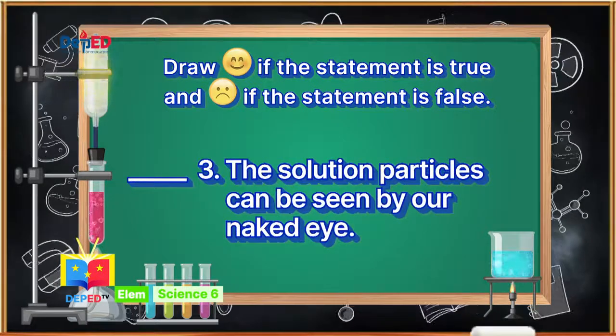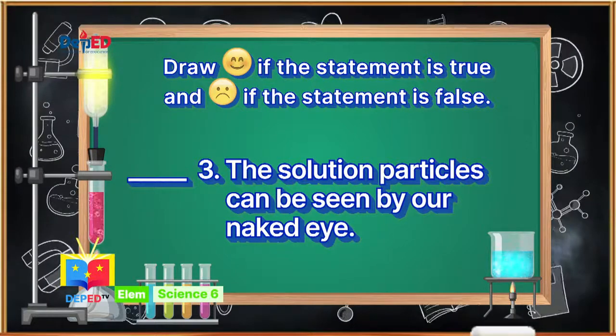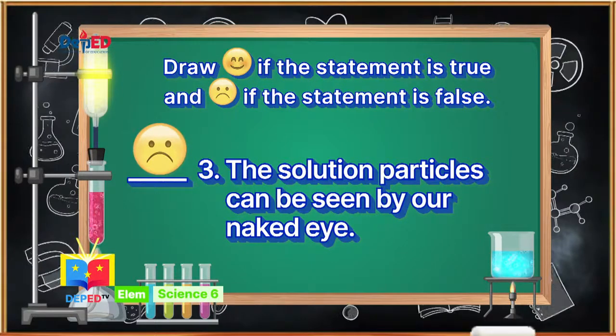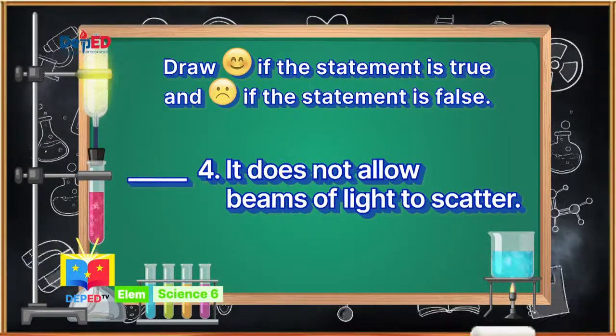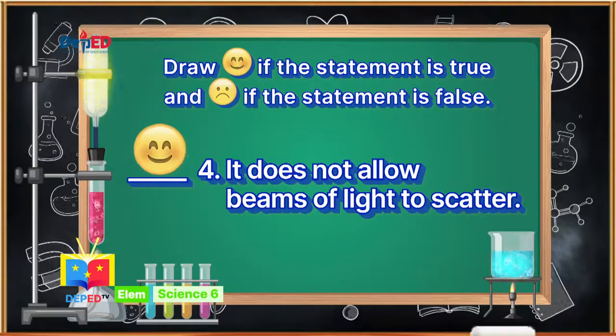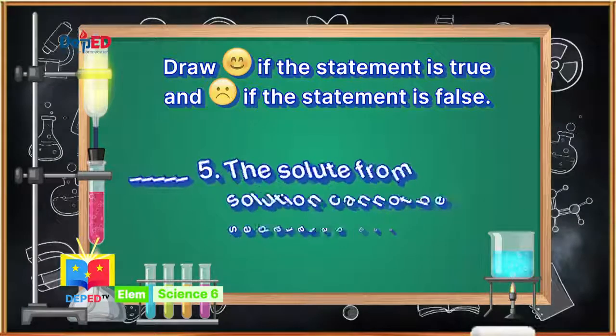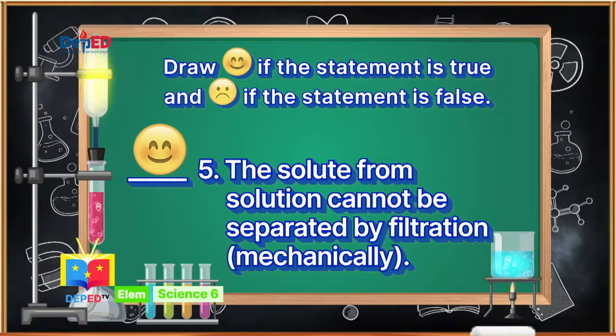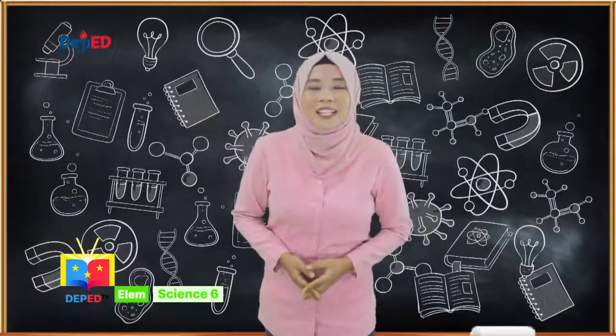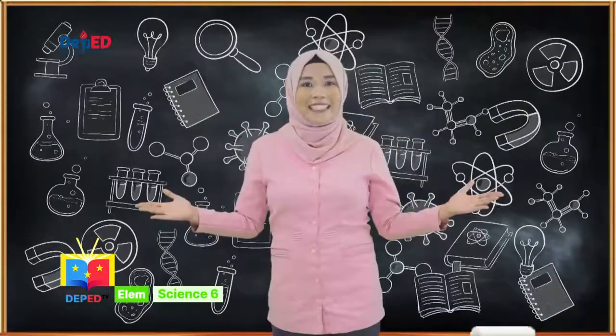Number 3. The solution particles can be seen by our naked eye. The correct answer is sad face emoji, because we cannot see solution particles with our naked eye. Number 4. Solution does not allow beams of light to scatter. The correct answer is smiley emoji. And number 5. The solute from a solution cannot be separated by filtration. The correct answer is smiley emoji. Now, let's go to our What I Can Do.